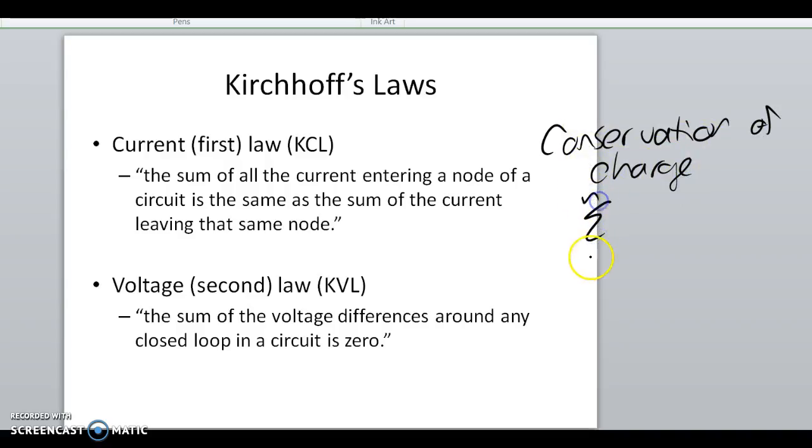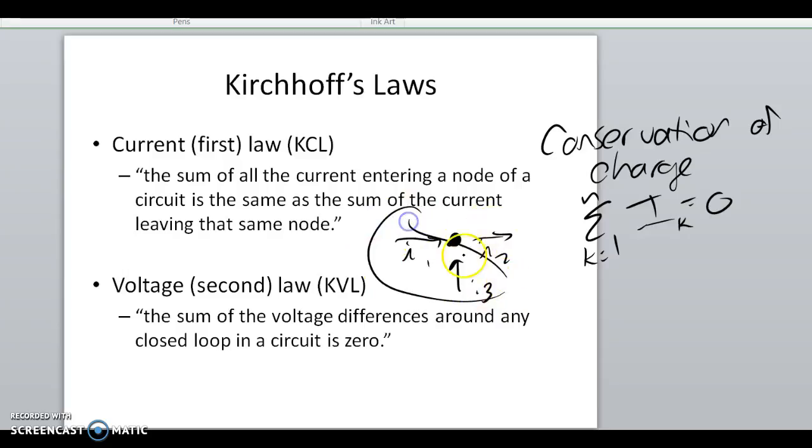So all of the current going into a node is the same as the current leaving the node. So if you have a node, you have current coming in and current going out. In this simple case, I1 has to equal I2. Or you could have another one, I3. All of those that are going in have to equal what's going out.